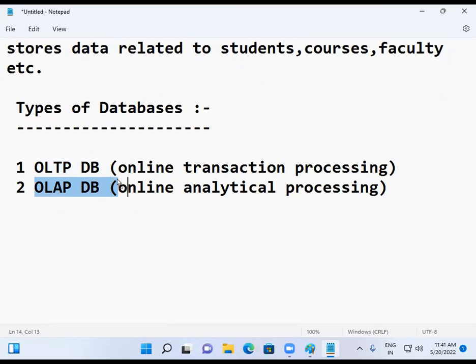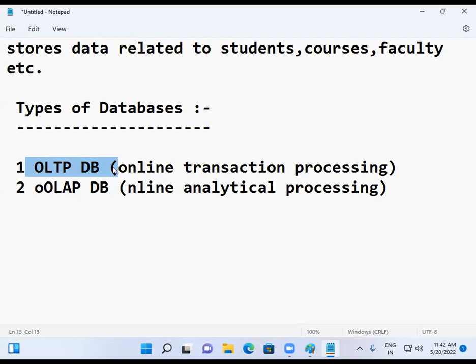This is used for one purpose. This is used for another purpose. The first one is used for storing day-to-day transactions. For example, what does day-to-day transactions mean? You take a bank. In a bank, what are the day-to-day transactions? Customers go to the bank or customers go to the ATM. They do money withdrawal, money deposit, money transfer.